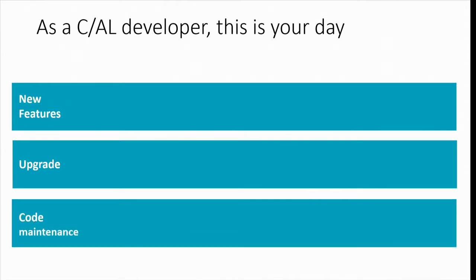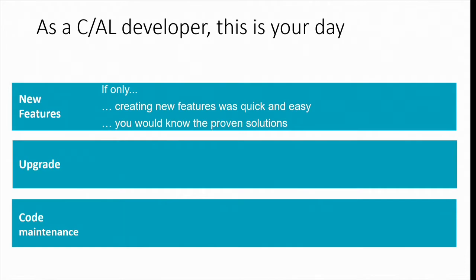If you're not doing new features or upgrade, then maybe you get to fix some bugs from the older code that already exists. So, what if, working on new features, wouldn't it be awesome if creating a new feature would be quick and easy and a clean thing? And if somebody else has had the same challenge before, they would have documented it, explained it somewhere with diagrams and with code examples, so you can figure it out and not have to reinvent it all over again.